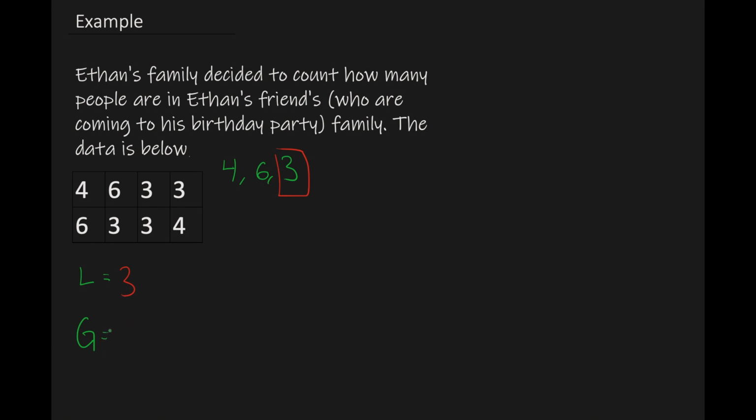Now we have to talk about our greatest. Again I see 4, 6, and 3. Which one is the greatest? Well, 6 is greater than 3. We've already done that, so now we just have to check: is 6 greater than 4? Yes, so 6 is our greatest number in this data. Now we're going to make a line plot using that.